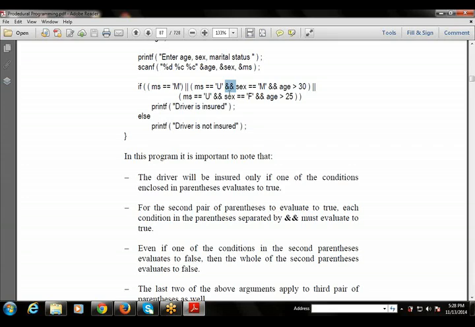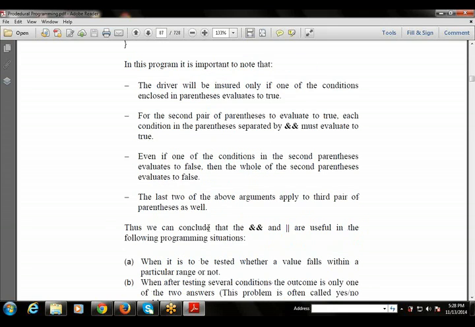As I told you, each operation is to be separated using the double ampersand, that is the AND operation. The next point says that even if one of the conditions in the second parentheses evaluates to false, then the whole of the second parentheses evaluates to false. That is, if it is false, then it does not check for this one, does not check for this one, because these are AND operators. If it is false, then do not check all the conditions.